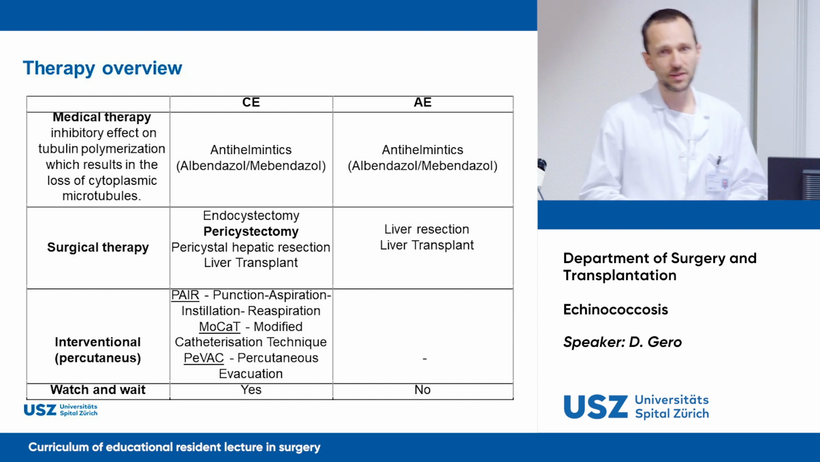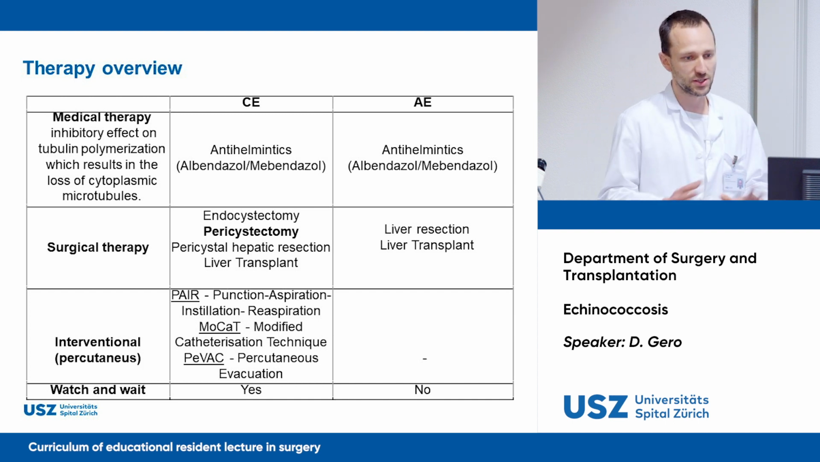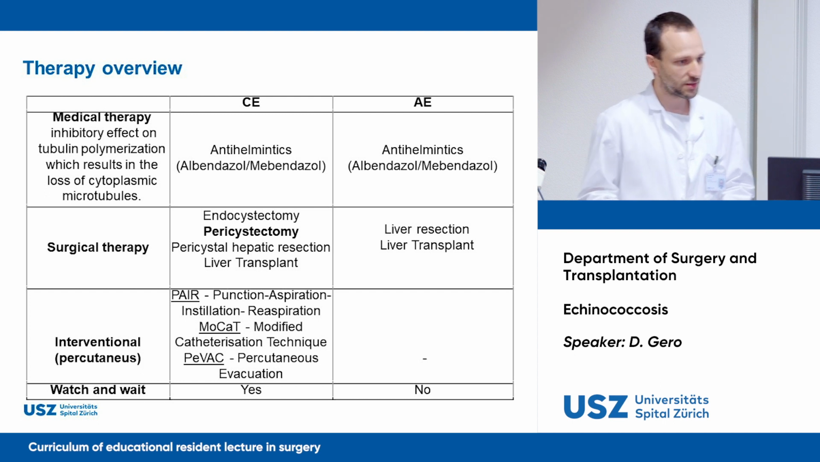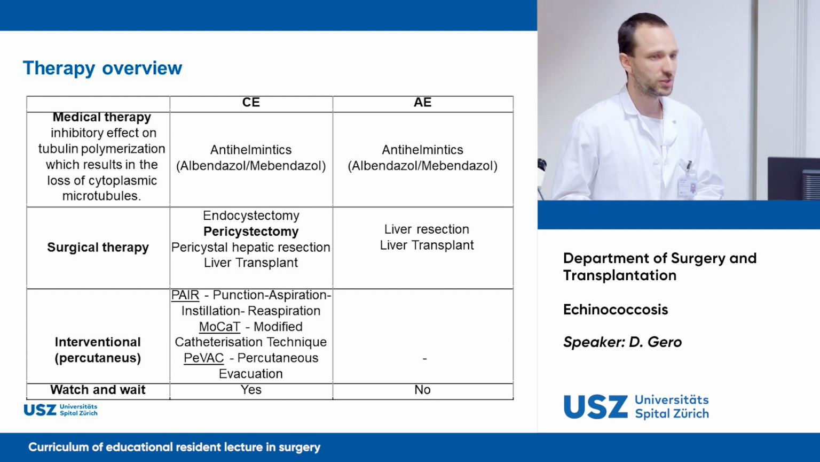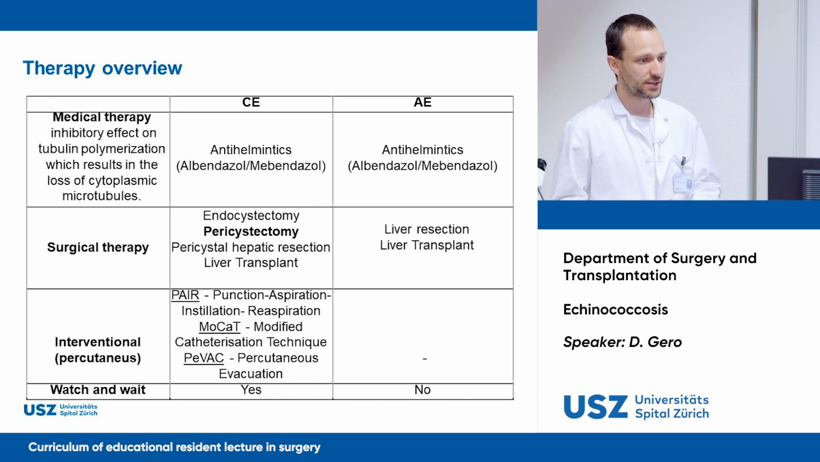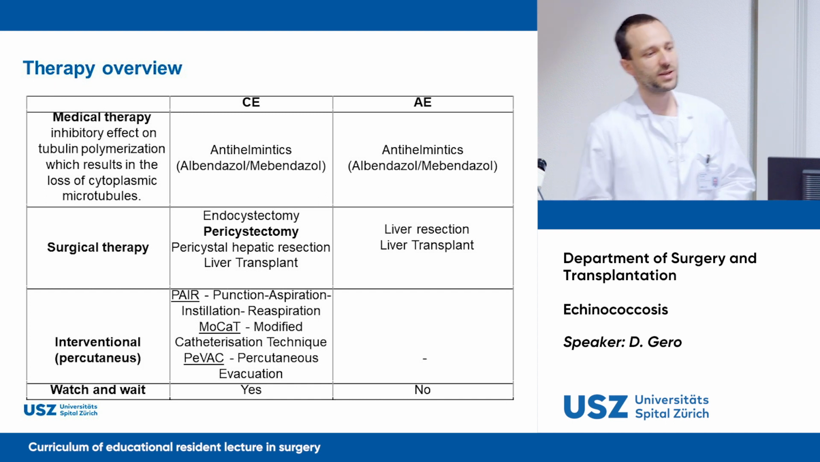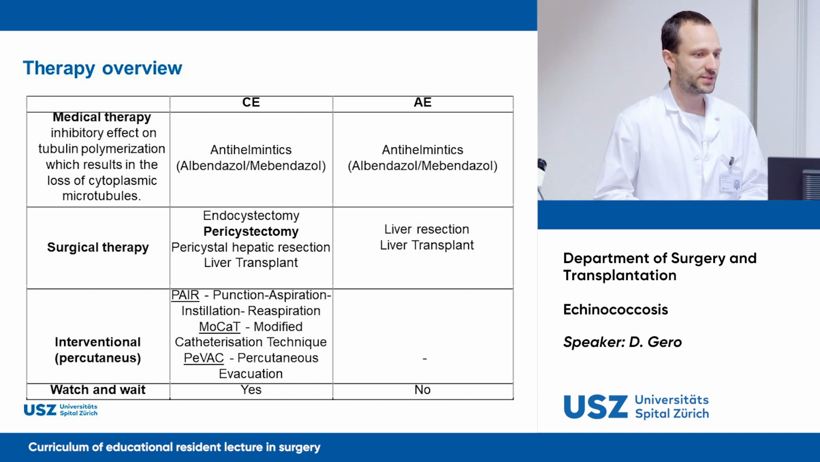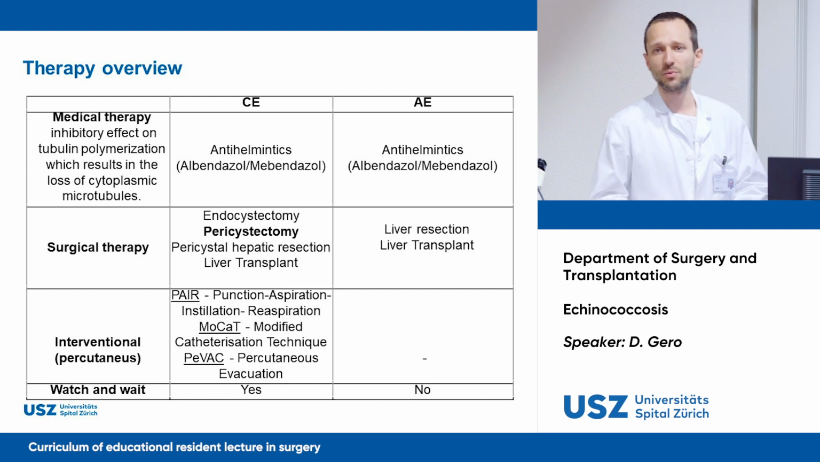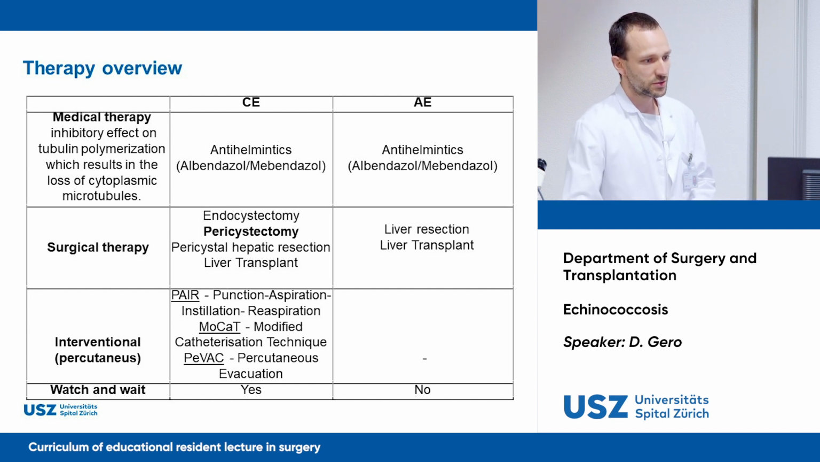For both cystic and alveolar echinococcosis, when the lesions are small, it is justified to begin with medical therapy, which will be antihelminthics, albendazole or mebendazole, which have an inhibitory effect on tubulin polymerization, which results in the loss of cytoplasmic microtubules. Surgical therapy is indicated for both diseases.